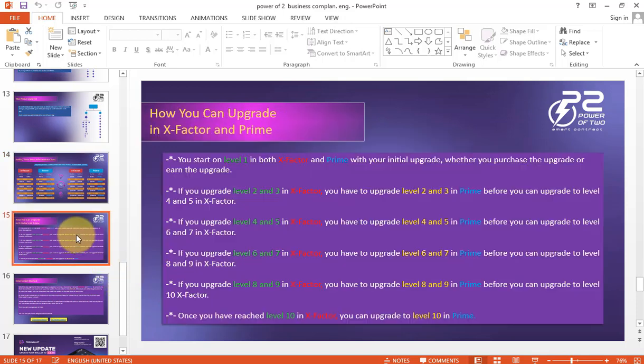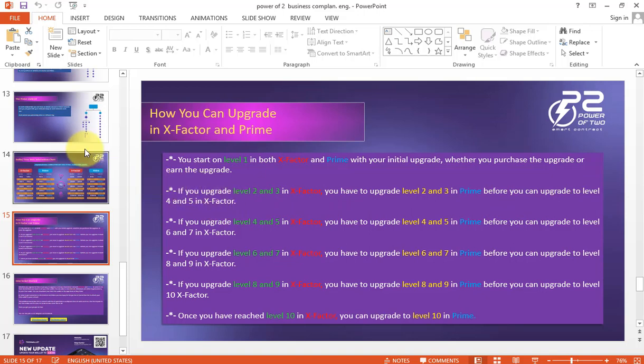Now let's move on to the next page. Here it shows how you can upgrade in X Factor and Prime. Okay, so we're going to read these very quickly. On the very first sentence, it says you start on level 1 in both X Factor and Prime with your initial upgrade, whether you purchase the upgrade or end the upgrade. If you upgrade level 2 and 3 in X Factor, you have to upgrade level 2 and 3 in Prime before you can upgrade to level 4, 5 in X Factor.